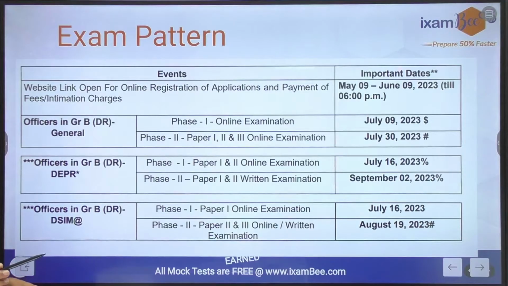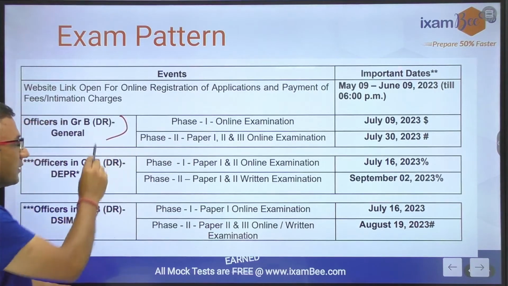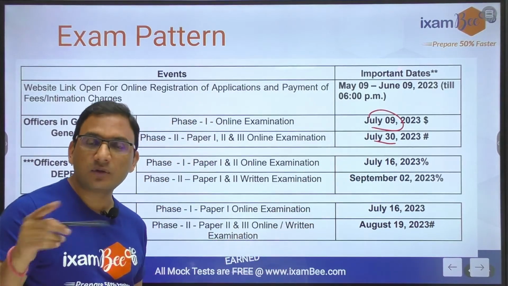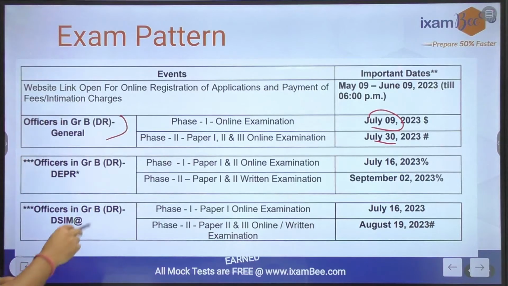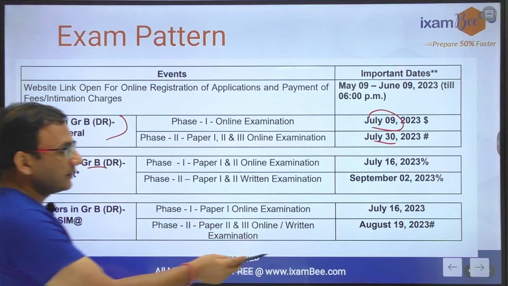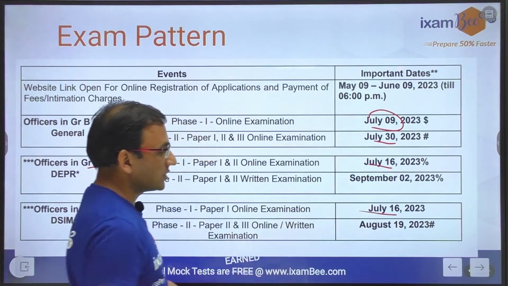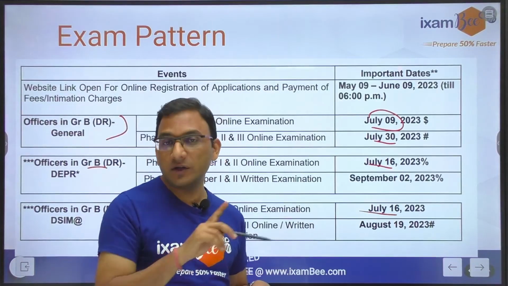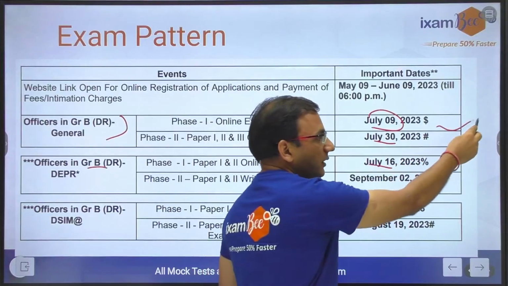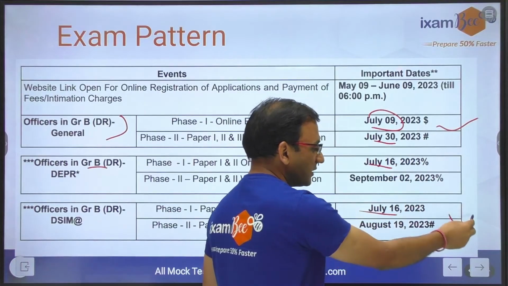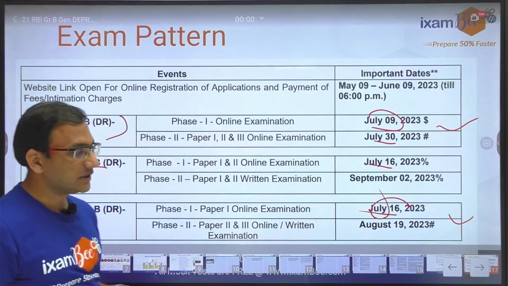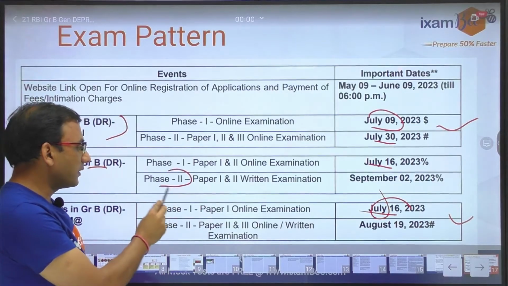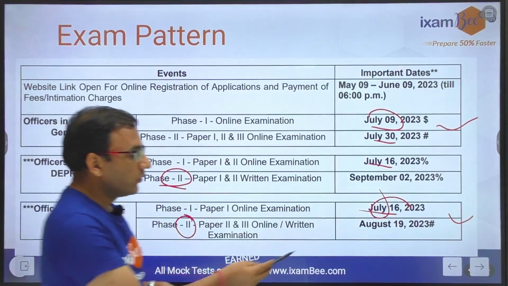Coming to important dates. So here the Grade B General exam phase 1 is on July 9th, and July 30th is your phase 2 exam, only when you clear the phase 1 exam. But in case of DEPR, the exam is on 16 July and DSIM also 16 July. So what you can do, if you are eligible, depending on your qualification, you can apply for General plus DEPR or General plus DSIM, because these exam dates are also separate.